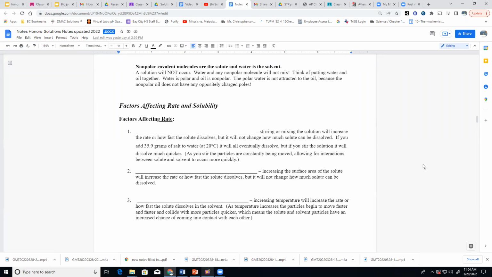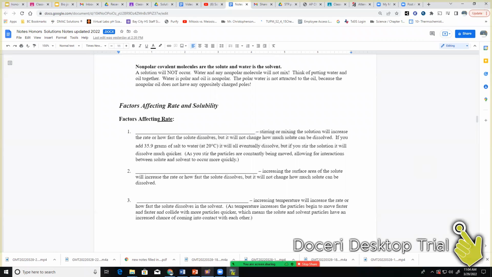All right, factors affecting rate and solubility. We've actually already covered these earlier too. This is talking about rate, not amount. We'll talk about amount tomorrow. This is just talking about how fast something will go into solution. And there's a video, did I tell y'all there's videos to watch this week? There's a video that'll talk about different types of solutions and solubility curves. And that's what we'll be looking at tomorrow.